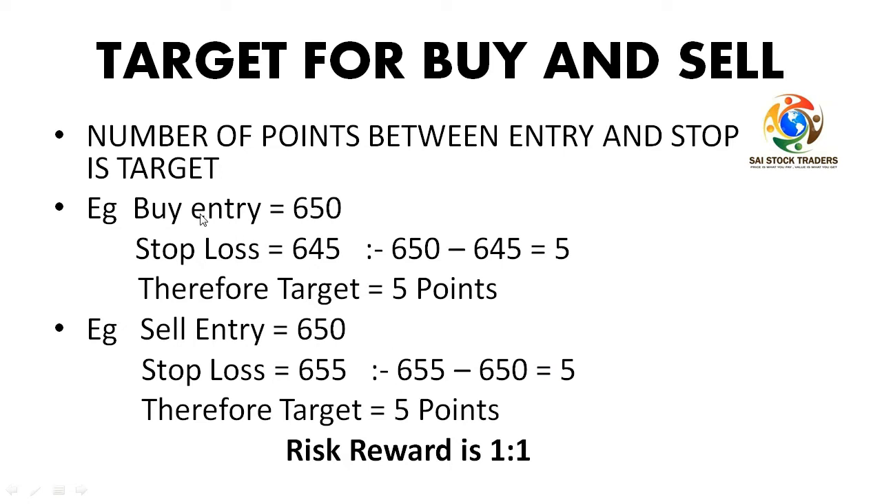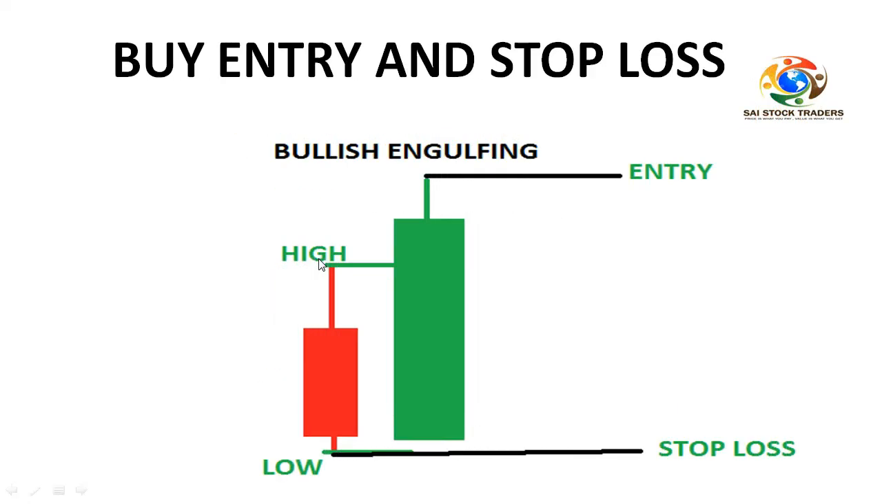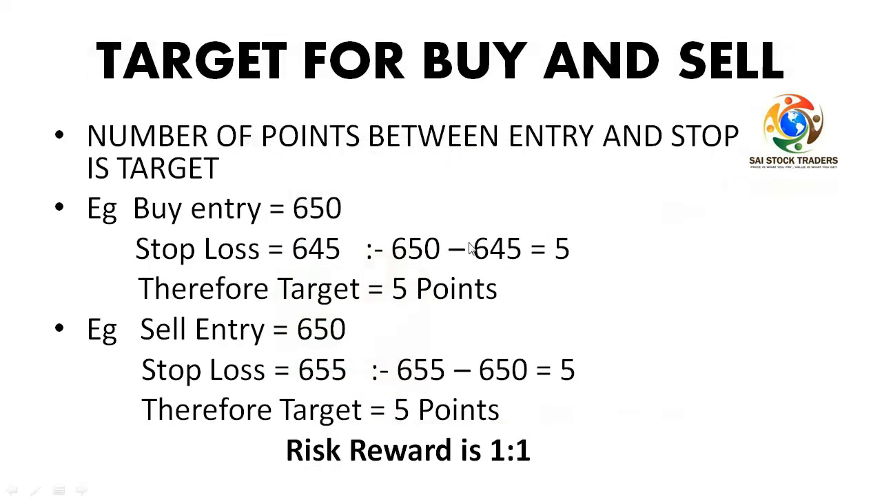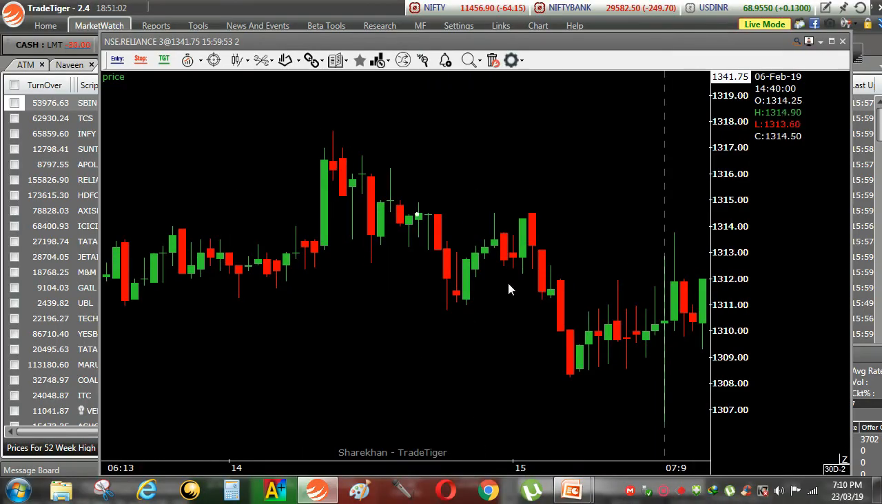For buy entry also, it is the same. If the buy entry is at 650, put your stop loss at 645. You can check here: if this high is 650 and your stop loss is 645, then your target is the difference between this entry and stop loss. If this difference is 5 points, put your target as 5 points. Simple, you don't have to get any confusion. Therefore the risk reward for this strategy is 1:1. Are you clear? Let us go to some examples.